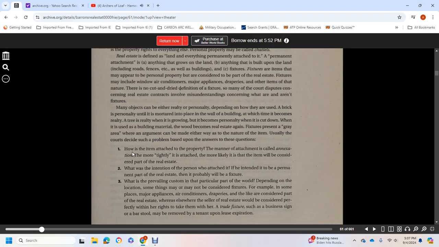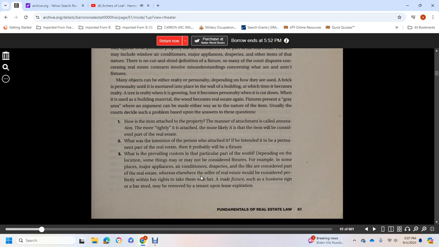Usually the courts decide such a problem based on the answers to these questions. One, how is the item attached to the property? The manner of attachment, or annexation: the more tightly it is attached, the more likely the item will be considered part of the real estate. Two, what is the intention of the person who attached it? If intended to be a permanent part of the real estate, then it probably will be a fixture. Three, what are the prevailing customs of a particular part of the world? Depending on the location, some things may or may not be considered fixtures.